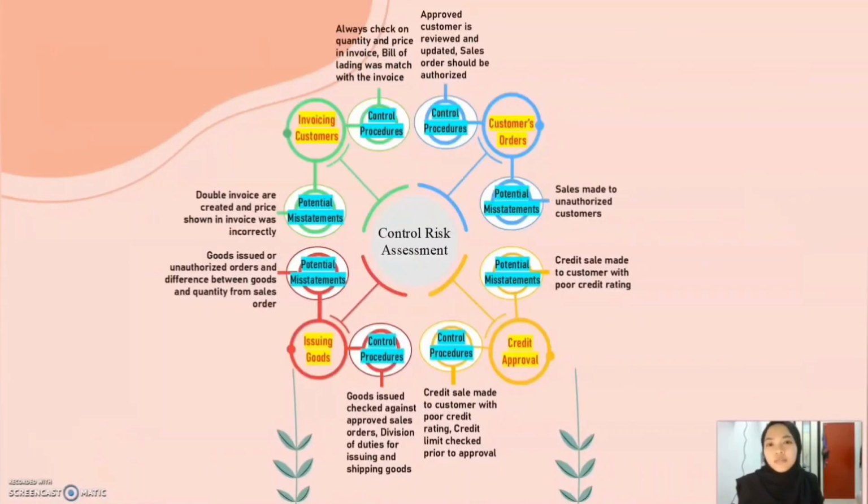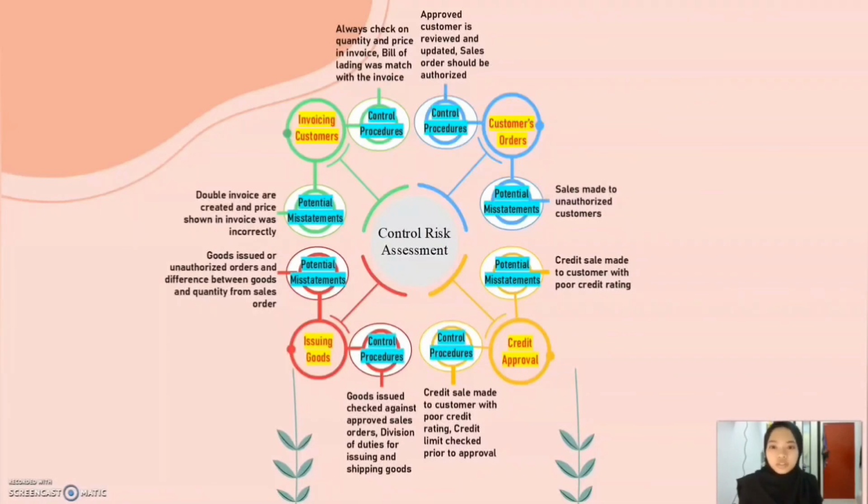These are the risk assessments that can be done by the auditor in this cycle. For customer order, the control procedure is approved customers are reviewed and updated. Sales order should be authorized. But the potential misstatement is sales made to an unauthorized customer. For credit approval, the control procedure is credit sales made to customers with poor credit rating, credit limit checked prior to approval. But the potential misstatement is credit sale made to customer with poor credit rating. For issuing goods, the control procedure is goods issue checked against approved sales order, division of duty for issuing and shipping goods. The potential misstatement is goods issued for unauthorized order and difference between goods and quantity from sales order.